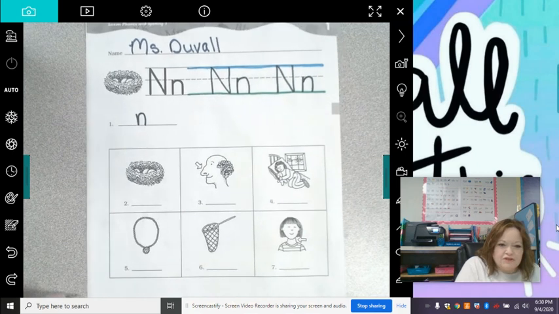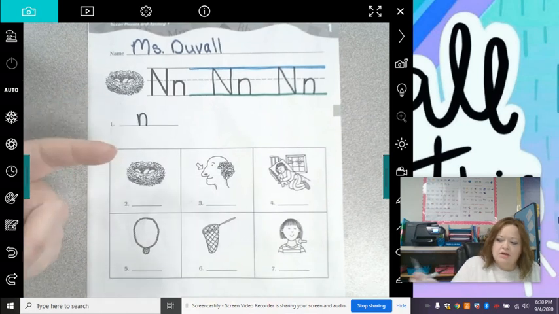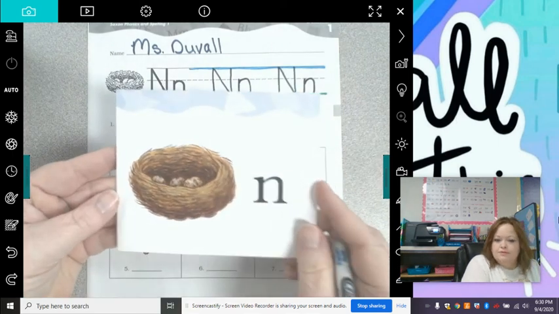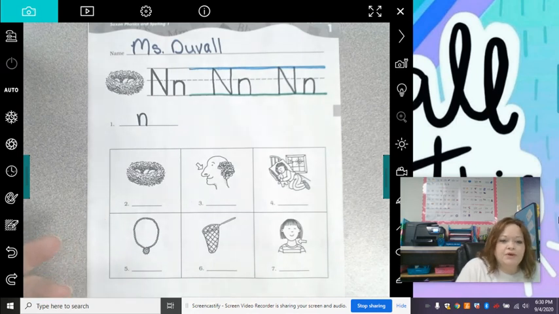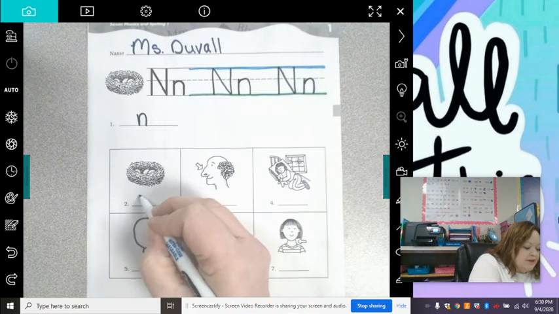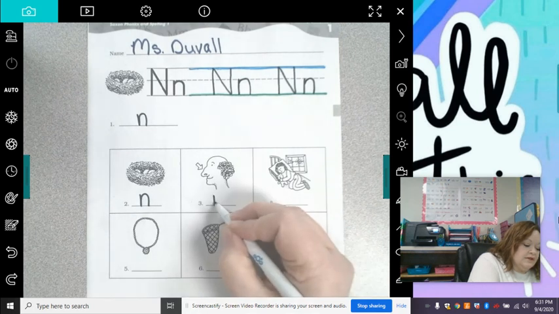Now, let's look at these pictures. Number 2. Well, that's a nest, just like what we learned on our picture card, our keyword card. So if we say nest, we know that N is the beginning or the initial sound. So we're going to write the letter N for nest. Let's look at our next picture. The arrow is pointing to that guy's nose. He's got a big nose. Nose starts with the letter N. We say nose. So let's write another N.